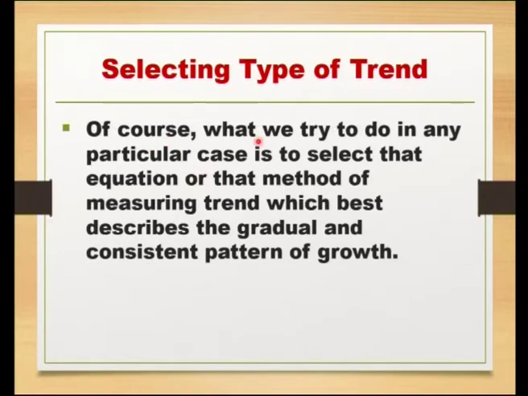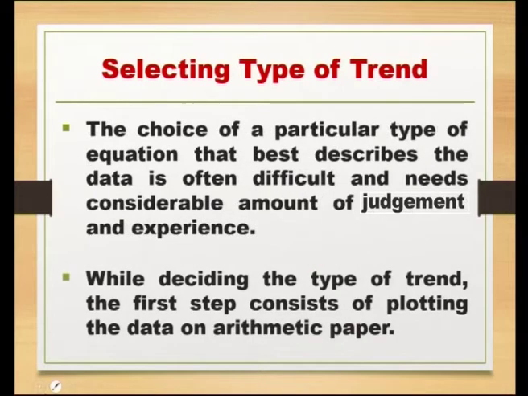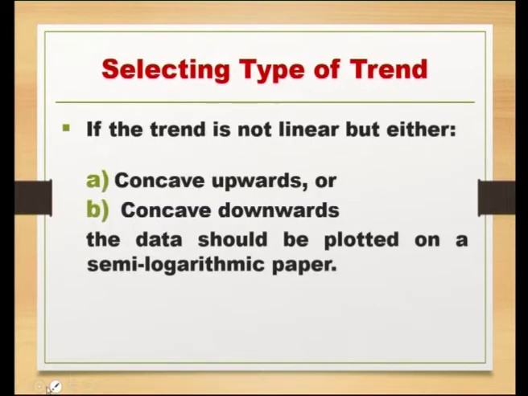Of course, what we try to do in any particular case is to select that equation or that method of measuring trend which best describes the gradual and consistent pattern of growth. The choice of a particular type of equation that best describes is often difficult and needs considerable judgment and experience. While deciding the type of trend, the first step consists of plotting the data on arithmetic paper. If the trend is not linear but either concave upwards or concave downwards, the data should be plotted on semi-logarithmic paper instead of arithmetic paper.